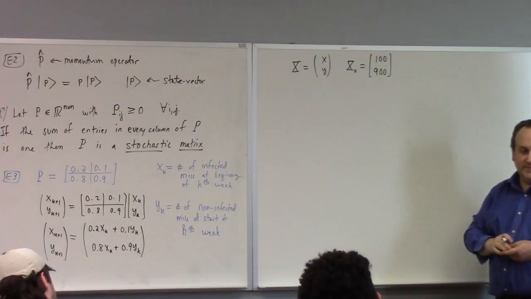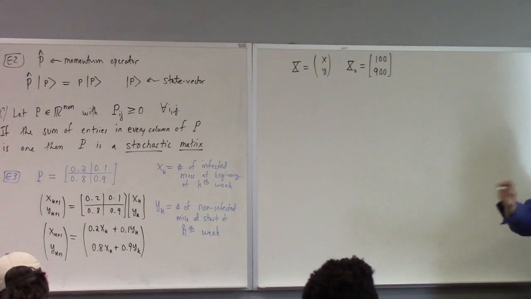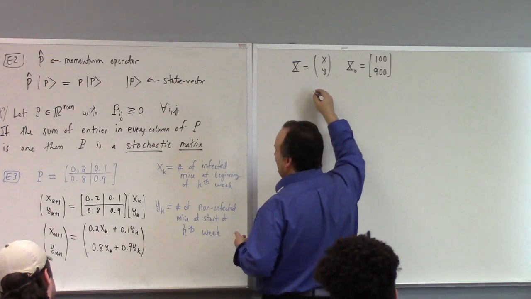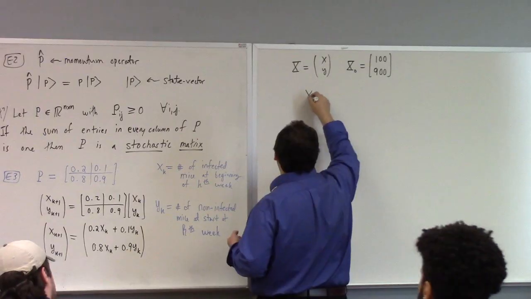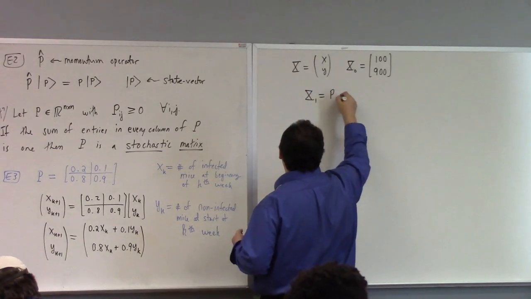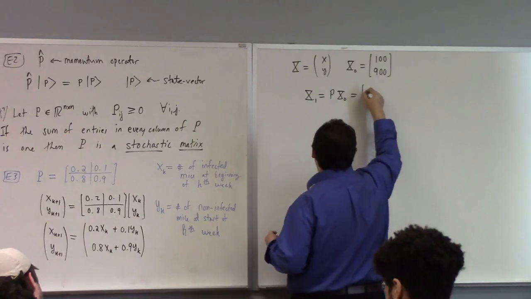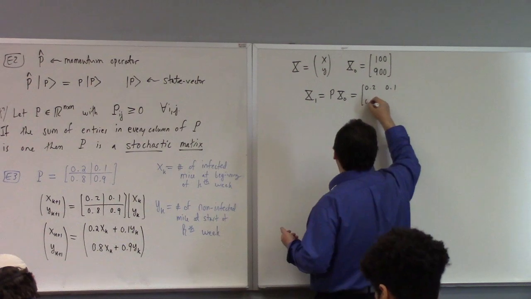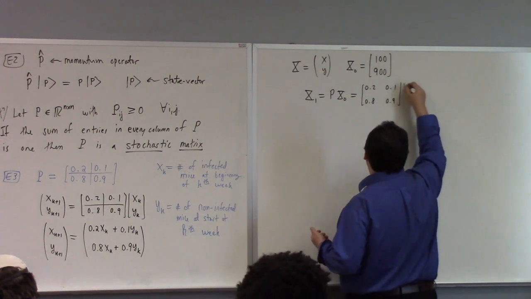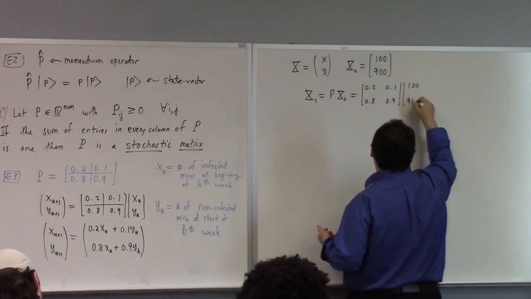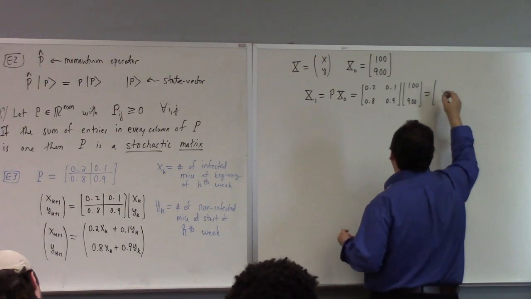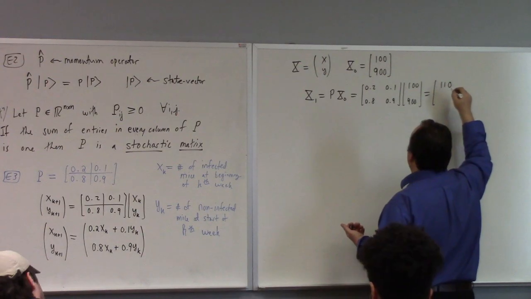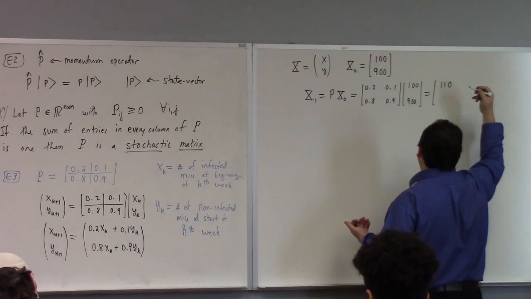Start of week 1. So 1 week passes, we get to the start of week 2. Well, let me not enumerate the weeks, we'll just get confused. Anyway, x_1 is P times x_0. That's 0.2, 0.1, 0.8, 0.9 times 100, 900. We got 20 plus 90, which is 110. And 1,000 minus 110 is 890.